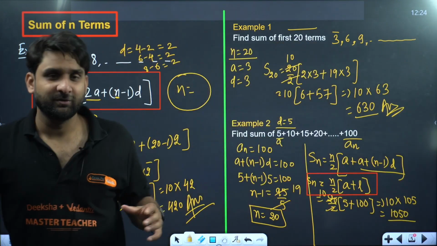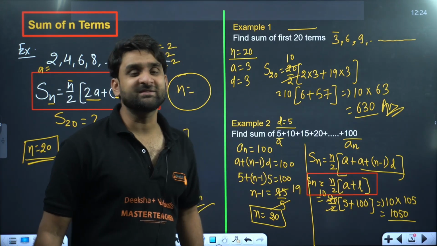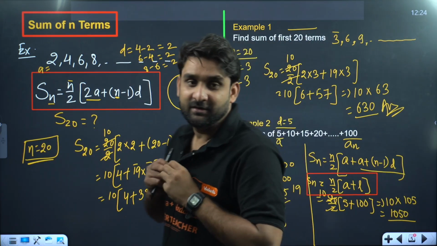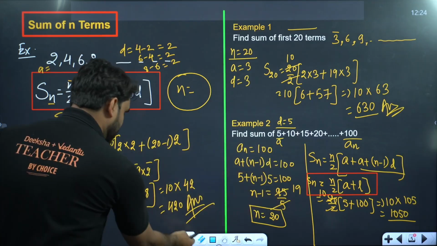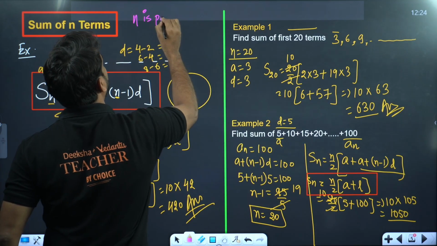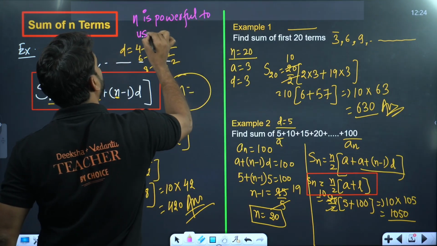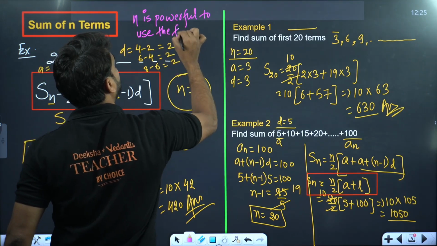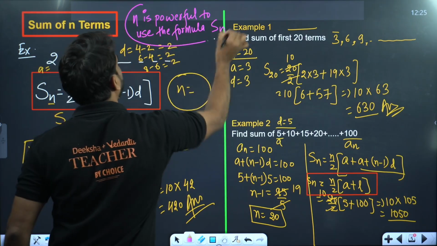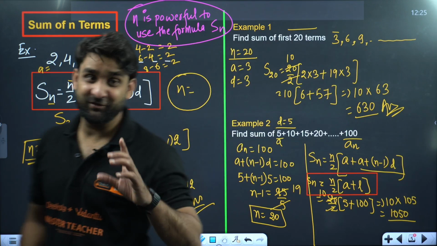So this is all. But to use any one of these two formulas, we should have n. Without n, this formula is meaningless, and this formula is also baseless. You cannot apply any of these two formulas if you don't have n. So n is powerful. Let me write here: n is powerful to use the formula of Sn. Without n, you can't use the formula of Sn. Right? n is the powerful thing for Sn.